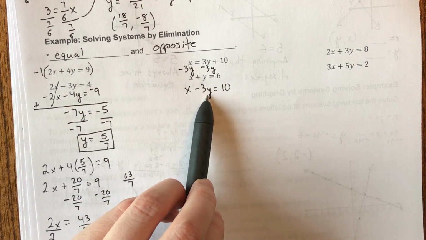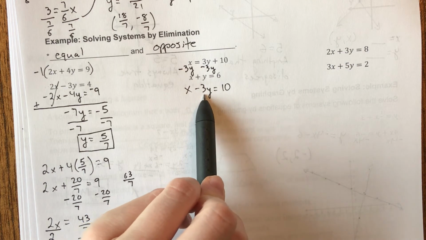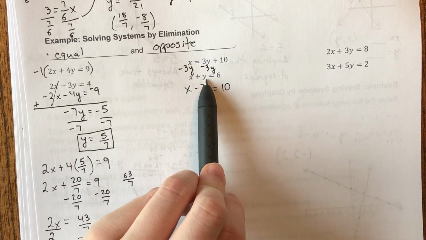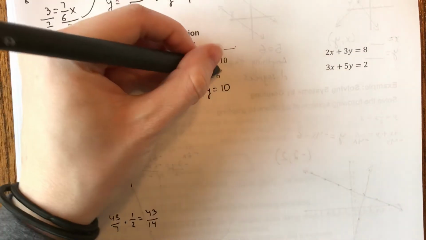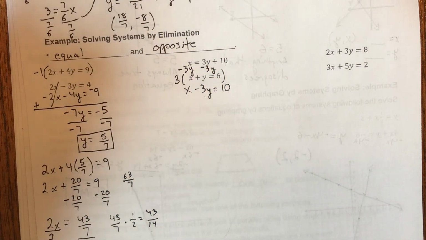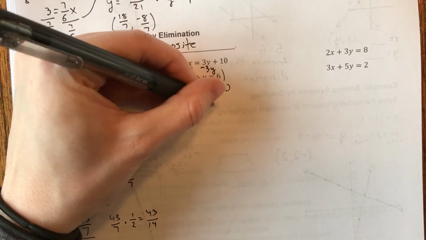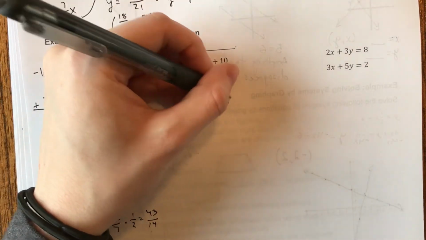So my bottom equation has a -3y, and to cancel out a -3y, I would need a positive 3y. So I think to myself, how do I make this y a positive 3y? Pretty simple. I take that whole equation and I multiply it by 3 to make that positive 3y. So that gives me 3x plus 3y equals 3 times 6, which is 18.